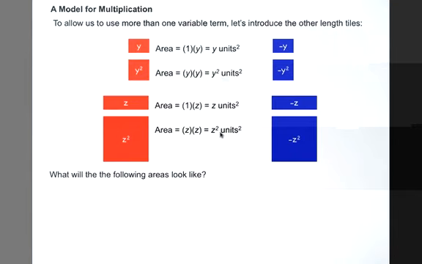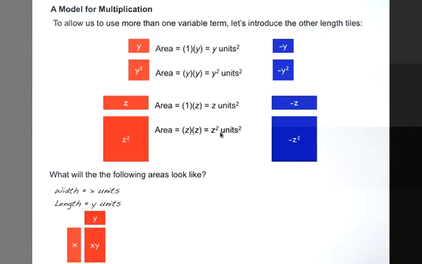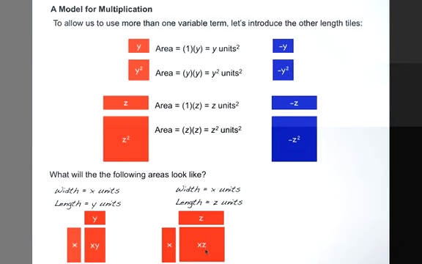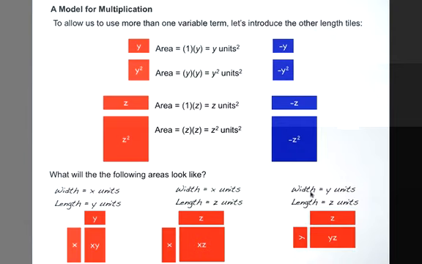What will the following areas look like? The width is x units, while the length is y units. Well, it would look like this, xy. How about if the width is x units, but the length is z units? This area would be xz. And if the width was y units, and the length was z units, it creates yz.